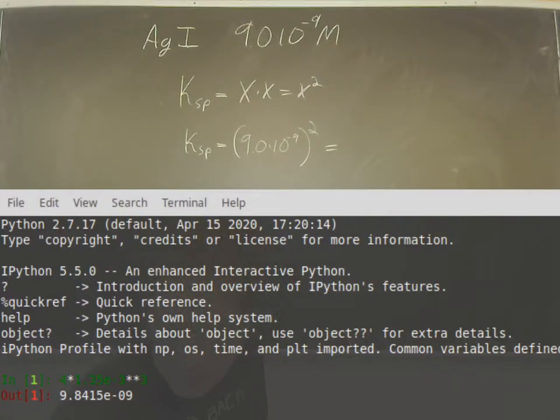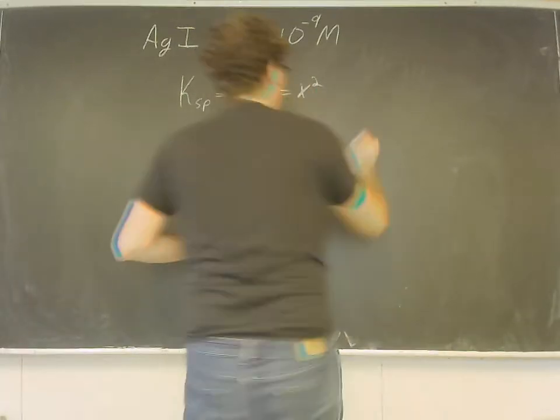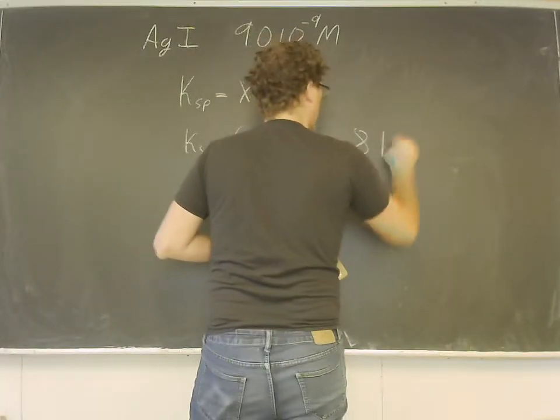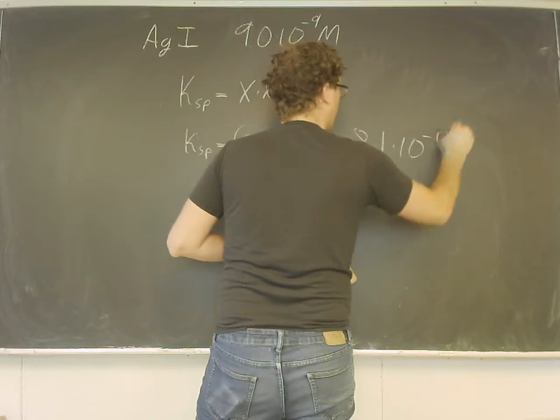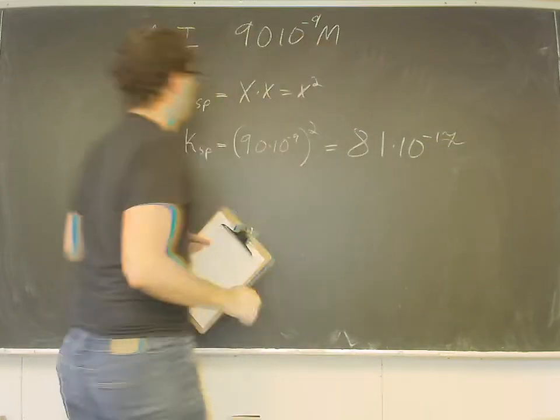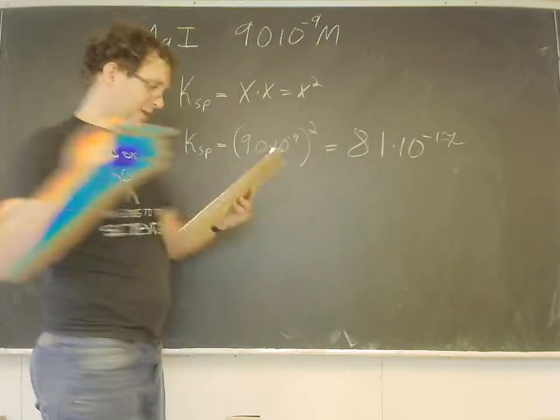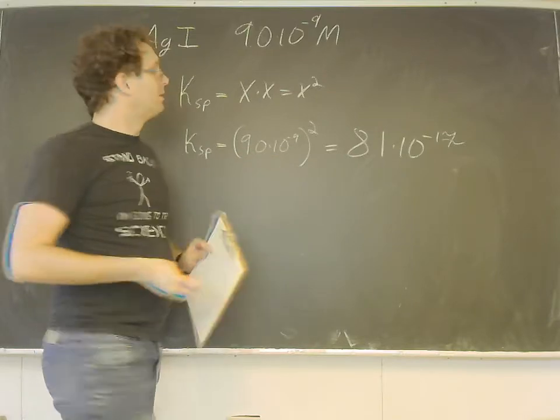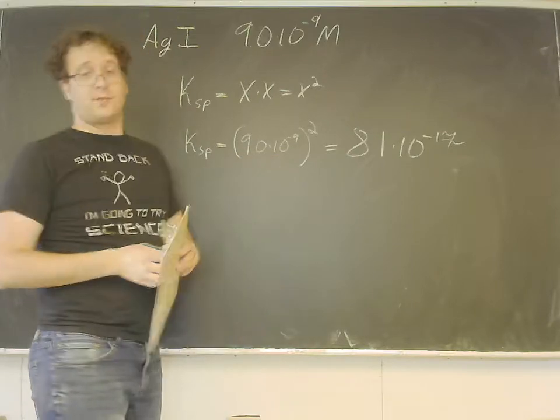9e negative 9 squared. And that's 8.1 times 10 to the negative 17th. Let's see, yeah, we do get 2 sig figs there. So that is the solubility product for silver iodide.